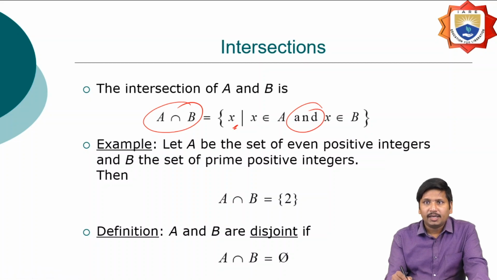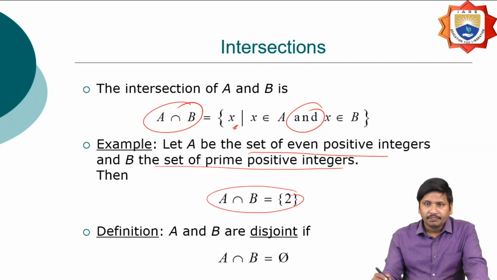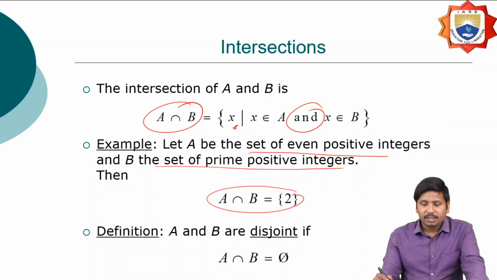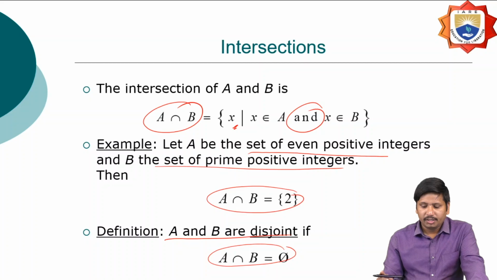Let's take the set of positive integers as A and B the set of prime positive integers. So what is the common element that is present in A intersection B? 2. A and B are disjoint if and only if A intersection B equals the empty set. If there are no elements common to A and B, then I can say that these are disjoint sets.